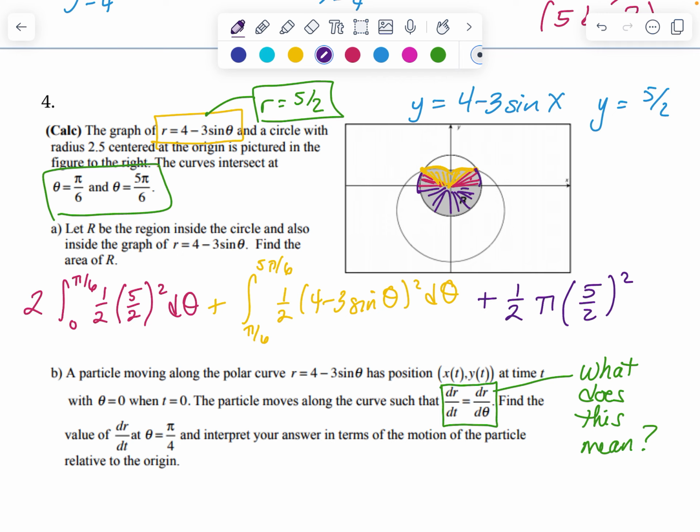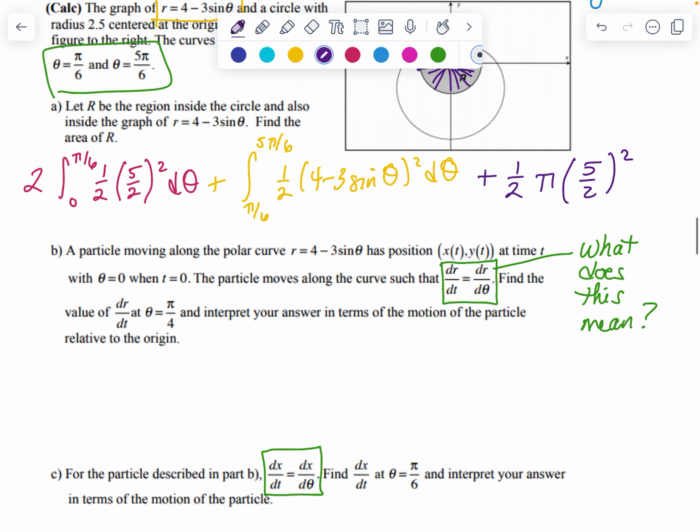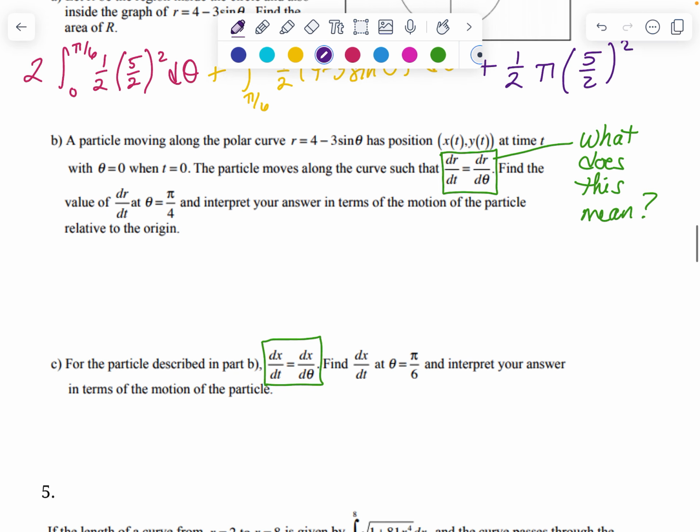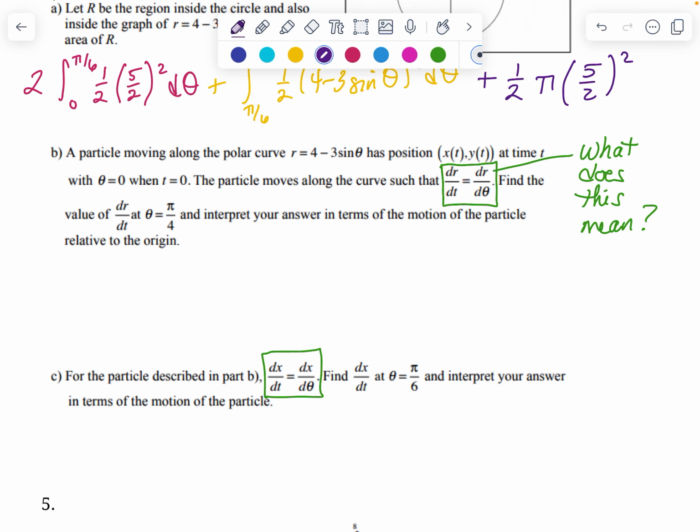So work that out, yay, okay? Then part B is really weird. I've seen this in at least one old FRQ. I think that's what the author of this was modeling it on.